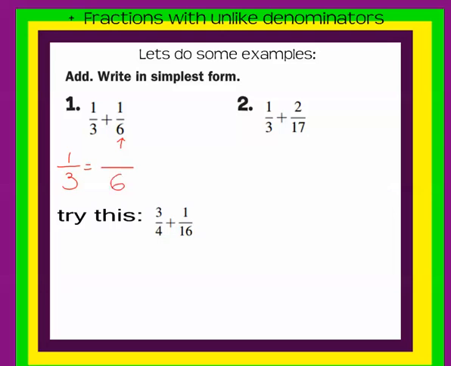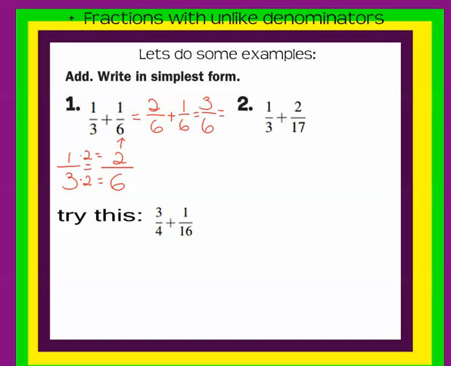So we need to think about what it takes to get from 3 to 6 using multiplication. And I know that 3 times 2 equals 6. And whatever I do to that denominator to keep an equivalent fraction, I also have to do to the numerator. So that tells me to multiply 1 times 2 for 2/6. So now I can rewrite that problem to say 2/6 plus 1/6. I can now just add the numerators.